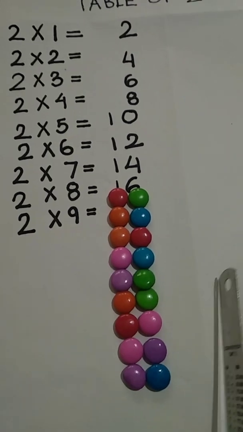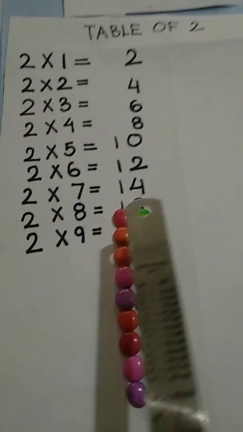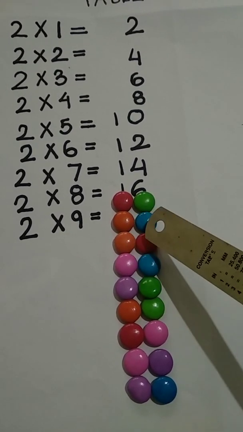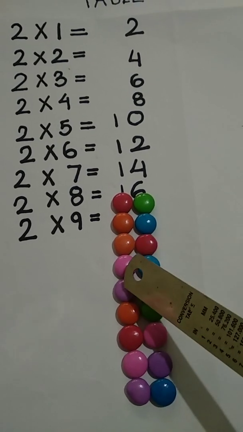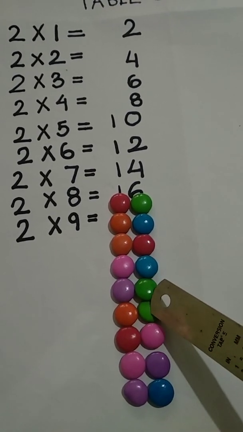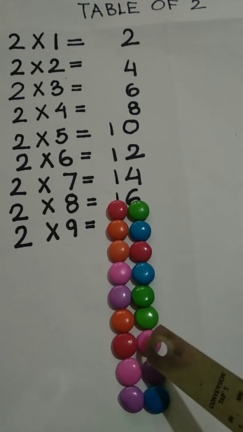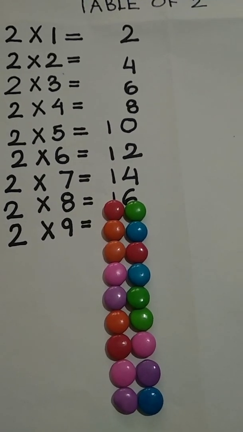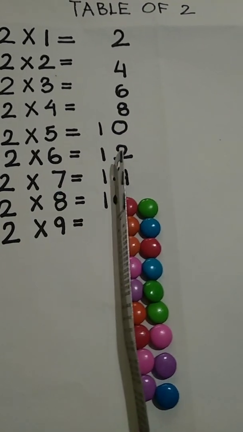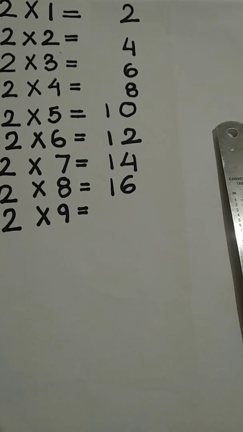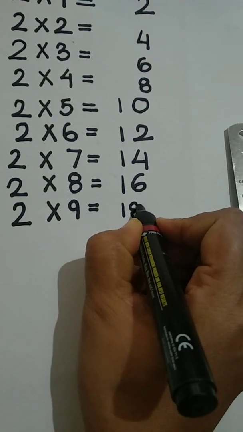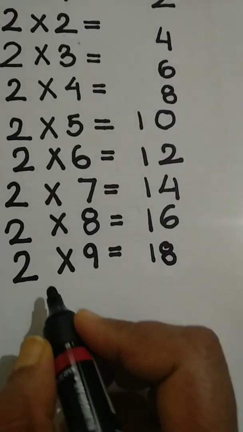Now let us count together. How much is 9 times 2, or 2 nines are? 1, 2, 3, 4, 5, 6, 7, 8, 9, 10, 11, 12, 13, 14, 15, 16, 17 and 18. So 2 nines are 18. Let us write 18 over here. 2 nines are 18.